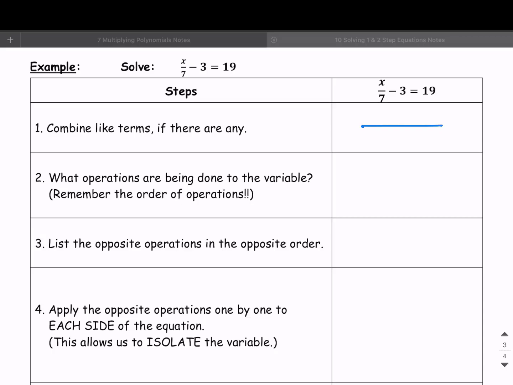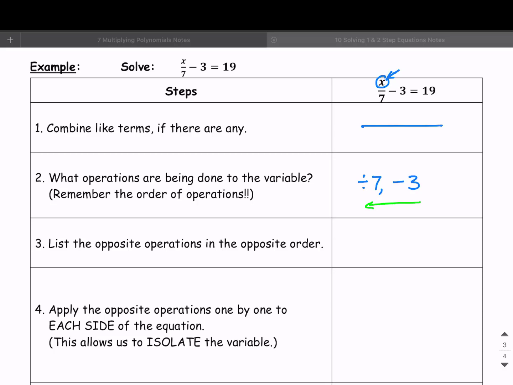Okay, now what are the operations that are being done? So if I was going to plug a number in for x, what would I do to it? First thing is I would divide by 7. Then it would be subtract the 3. So now we're going to do the opposite operations in the opposite order.